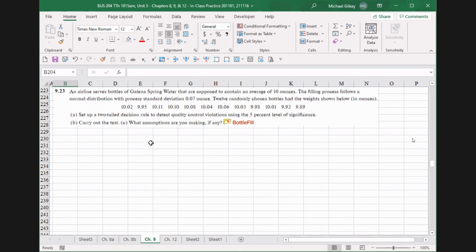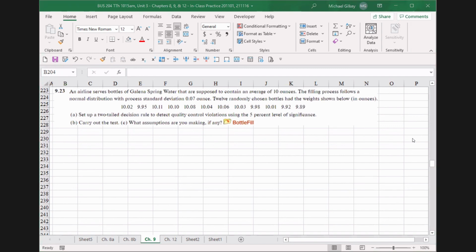So quality control statistics like this are typically two-tailed tests, because we care about both directions. It turns out that there is a file called bottle fill that contains the data if you want to use it. It's in the chapter 9 exercises folder.